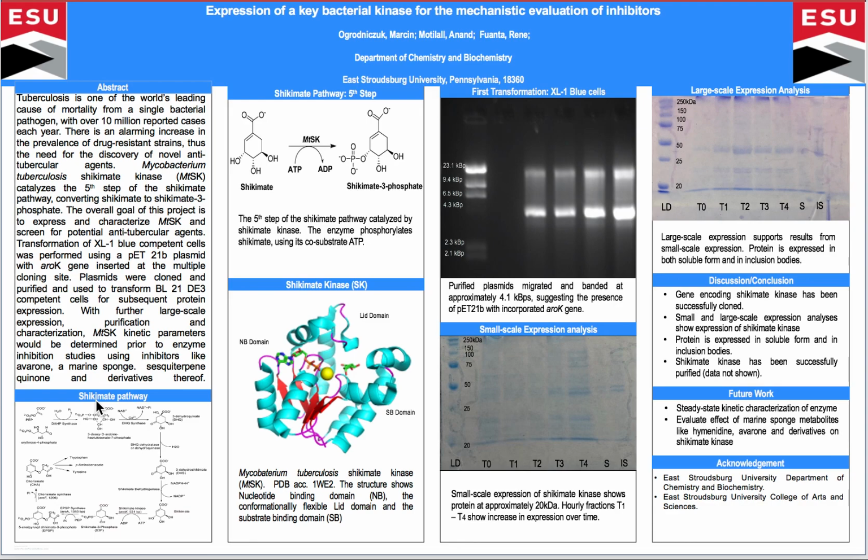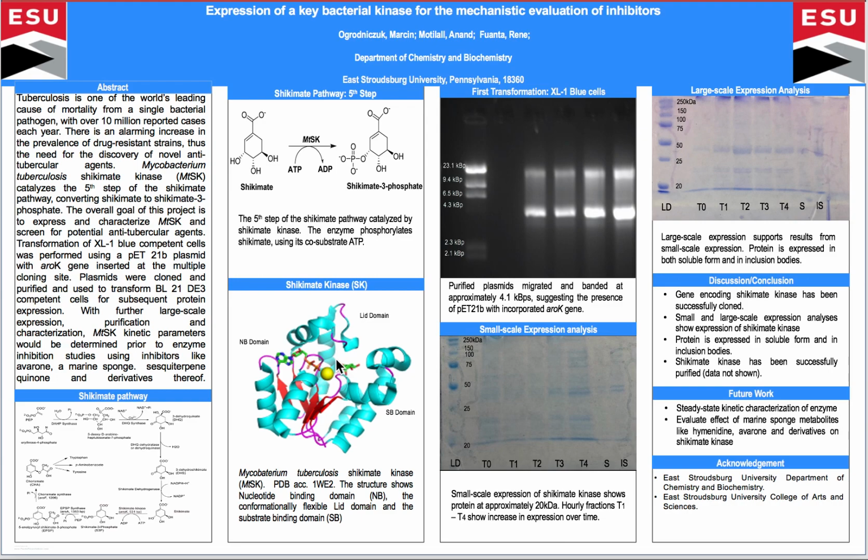Our research is focused on the 5th step of the shikimate pathway, shown here, which is the phosphorylation of shikimate to shikimate 3-phosphate. This process is catalyzed by our enzyme of interest, shikimate kinase, or in our case, Mycobacterium tuberculosis shikimate kinase. Below is the crystal structure of the enzyme, where you can see the conformationally flexible lid domain, the nucleotide binding domain, and the substrate binding domain.